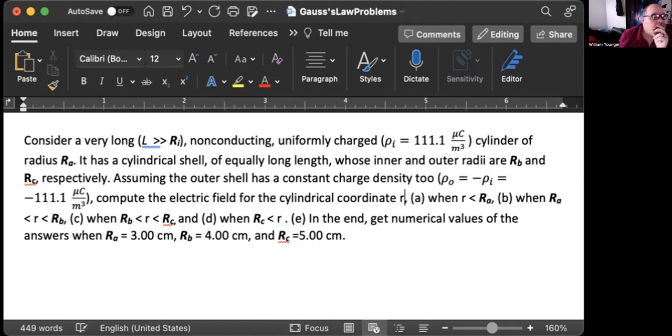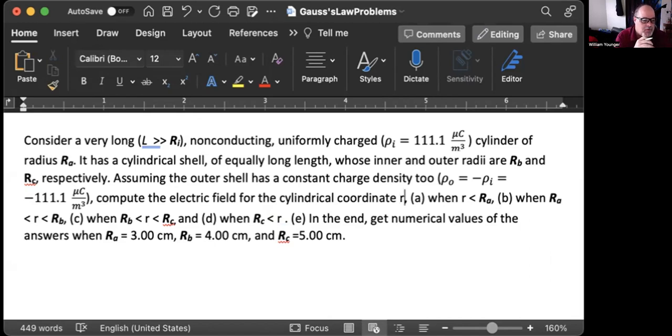and when RB is less than R but RC is bigger than R, and then finally when RC is even less than R. Again, we're using the cylindrical coordinate R because it just lends itself so nicely to this.